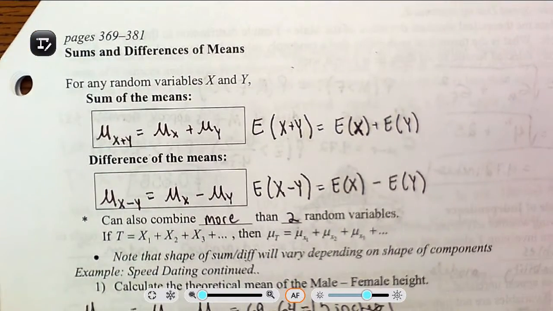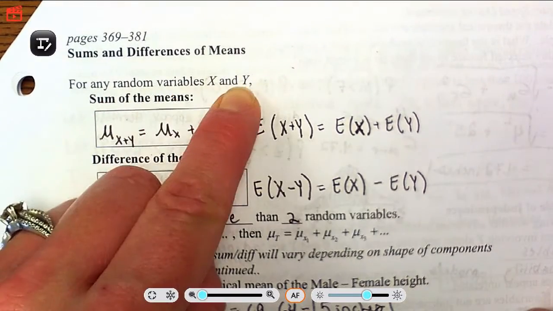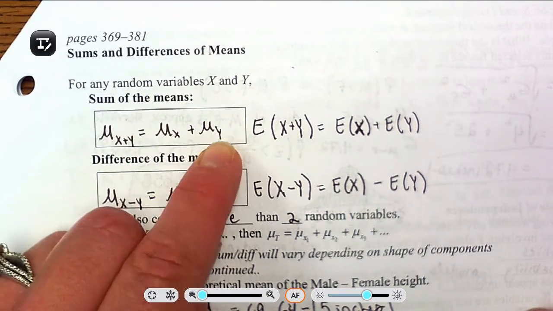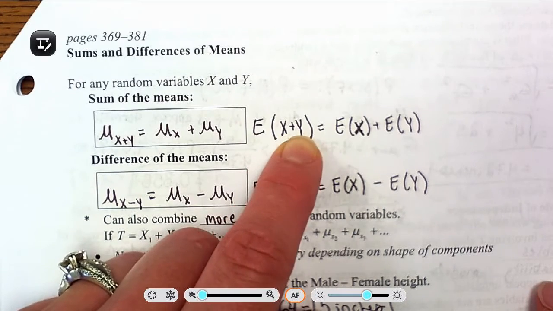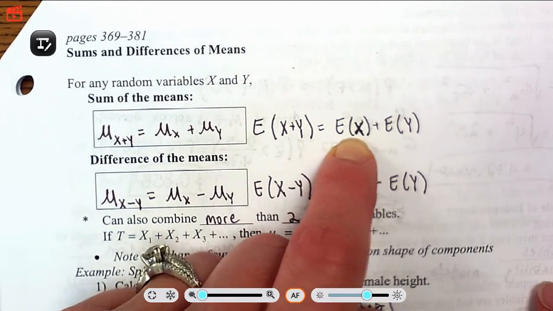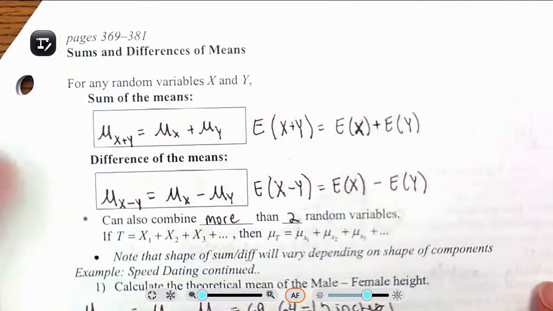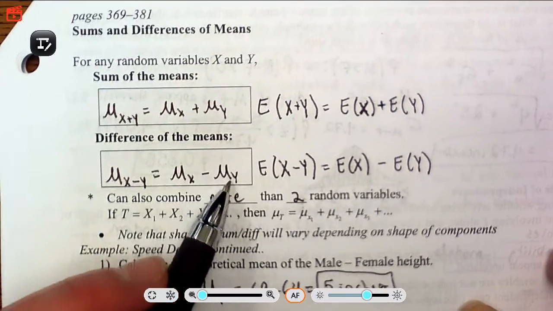Sums and differences of means. Combining random variables. For any random variables x and y, the sum of the means is the mean of the one plus the mean of the other. That means the expected value of x plus y is the expected value of x plus the expected value of y. And the difference of the means is mu x minus mu y.